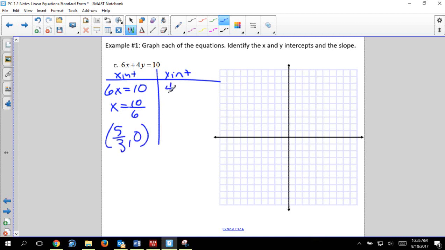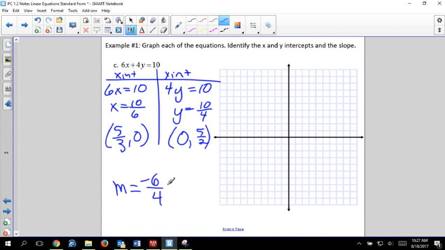Y-intercept, 4y equals 10. So y is 10 over 4ths. Reduce it, 0, 5 halves. Slope is negative 6 over positive 4, reduces to negative 3 over 2. Now when we look at my choices, I need at least two things to graph this, and my choices aren't that great. They're like all fractions.